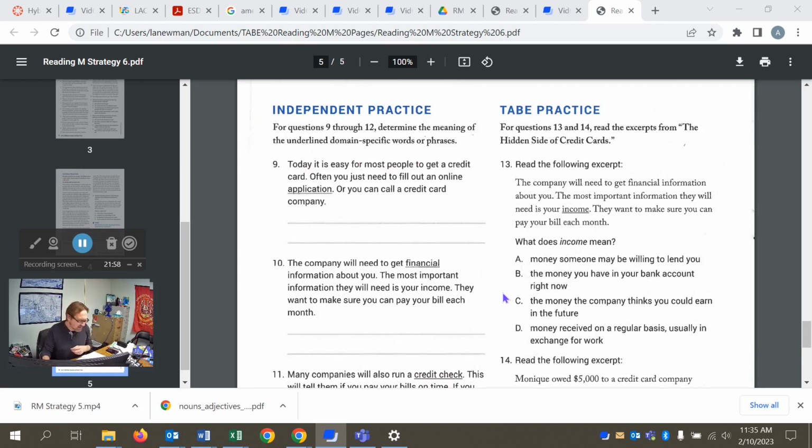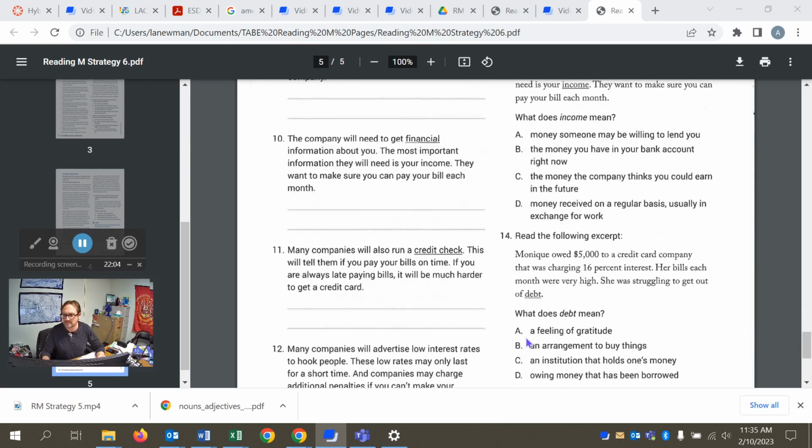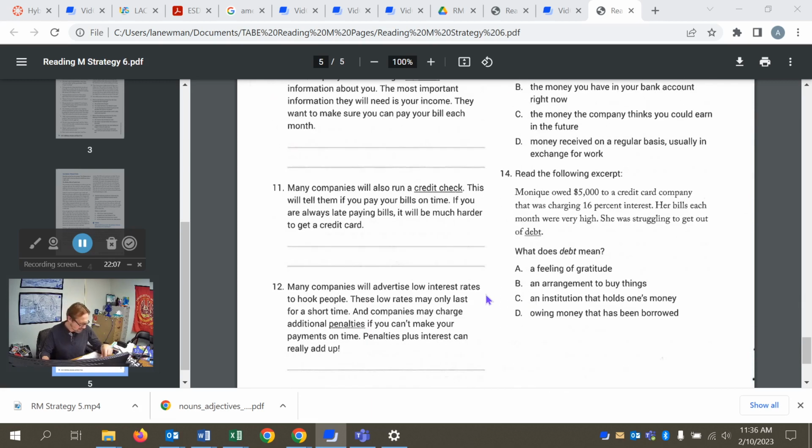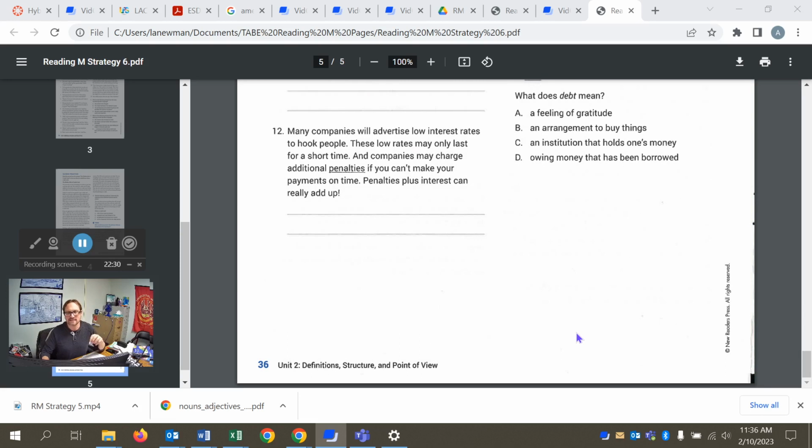All right, in number 13, what does income mean in this context, in this domain? And it's D, money received on a regular basis, usually in exchange for work. And then 14, what does debt mean? I didn't have to read this passage to know the answer to the question, but as I've said before, answer based on the passage. D, owing money that has been borrowed. I'm guessing that most of us know what the meaning of debt is if we're at the level of adult and adult education. All right, that ends this lesson.